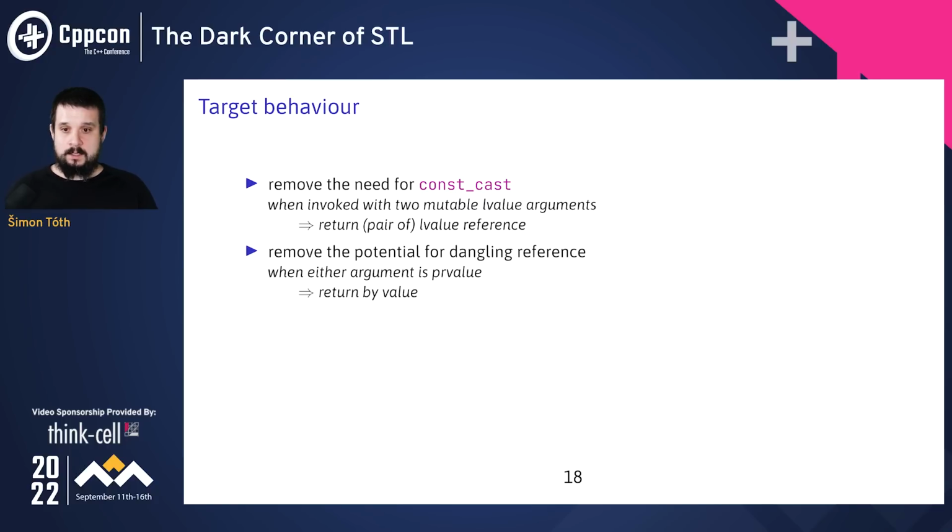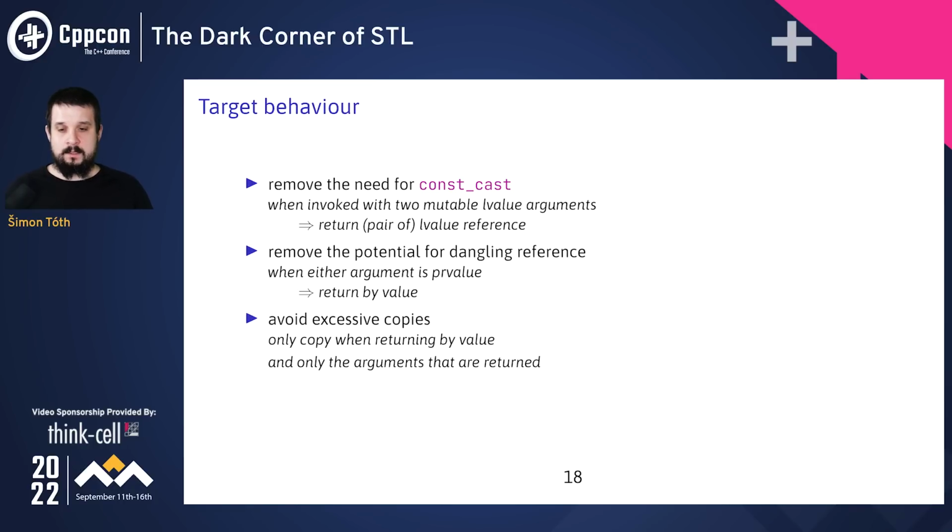If we have temporaries in the expression, well, we have seen the solution. The initializer list actually does solve the issue by returning by value. So if we have a temporary in the expression, let's just return by value. And finally, let's get rid of the issues from initializer list, and let's not have any excessive copies. Specifically, really, the only thing we want to copy is the argument that we are returning, and only if we are returning by value.